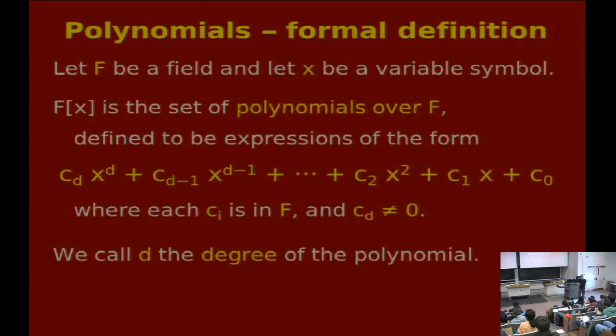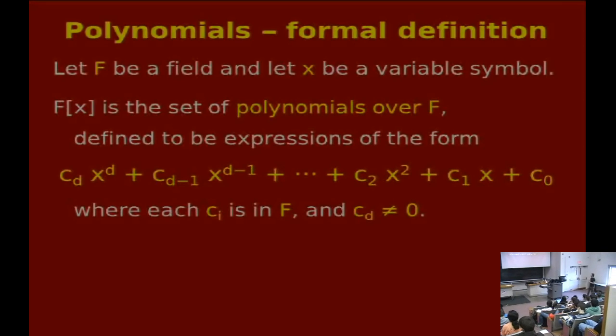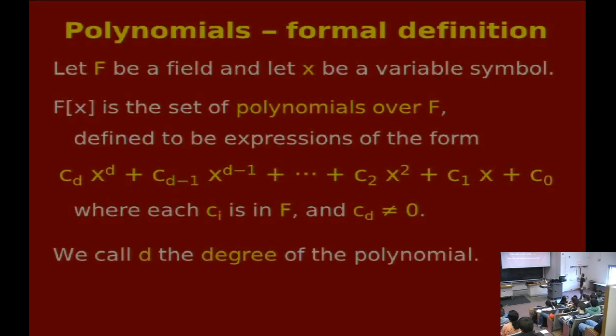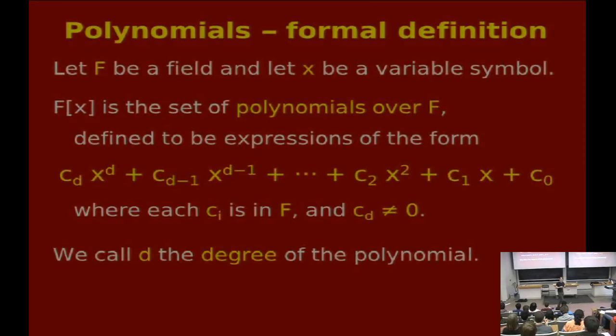To be clear, are the powers always going to be integers? Oh, yeah. I didn't actually say that. But the powers are always x to the 0, which you don't write, x to the 1, x to the 2, and so forth. So x to a natural number. Yes, I should have written that, actually. Okay, so this is an extra definition. We call d the degree of the polynomial. So it's the highest power of x that has a non-zero coefficient on it.